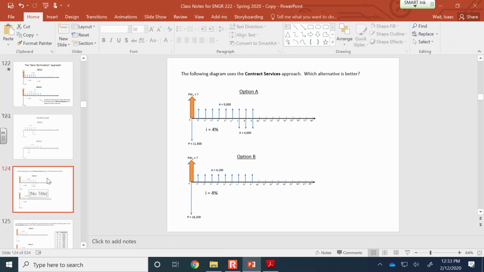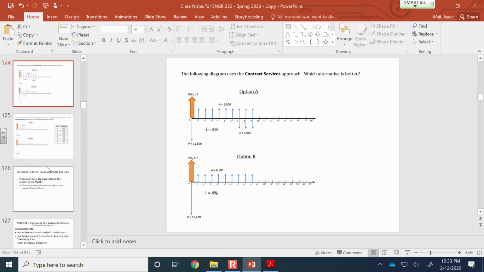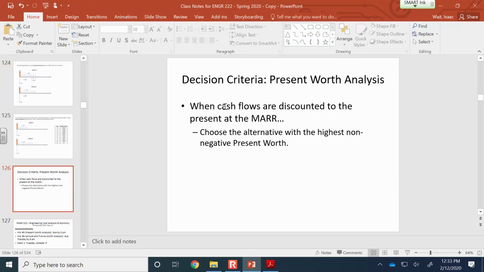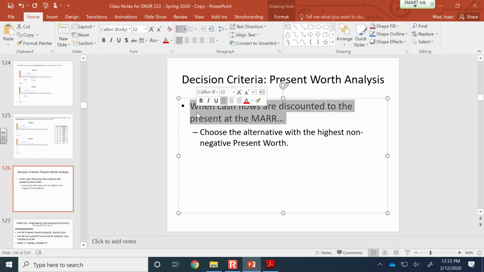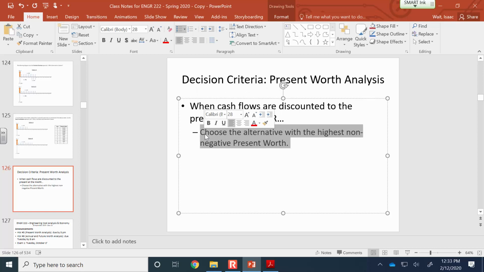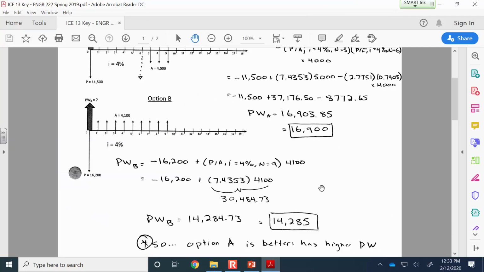So the decision criteria is when the cash flows are discounted to the present at the MAR. That's kind of a summary of what the present worth method is. And then the decision is, among alternatives, choose the alternative with the highest non-negative present worth. So both of these had a non-negative present worth. They both have positive present worths. And we choose the one that's the highest, so present worth of option A.